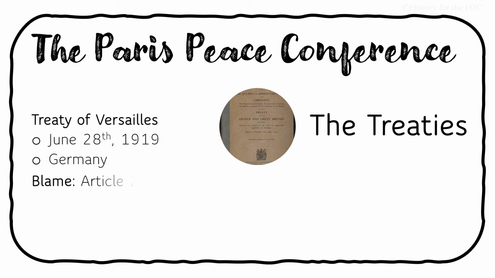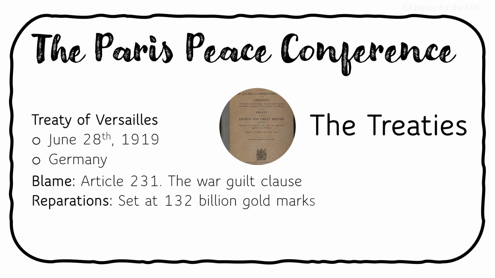So, Germany had to accept blame under what's called Article 231 of the War Guilt Clause, which just effectively says that Germany is responsible for the war. That is important because if Germany is responsible, then repayments and whatnot can be meted out. Those reparations were set at 132 billion gold marks, which is a truly exorbitant amount of money.